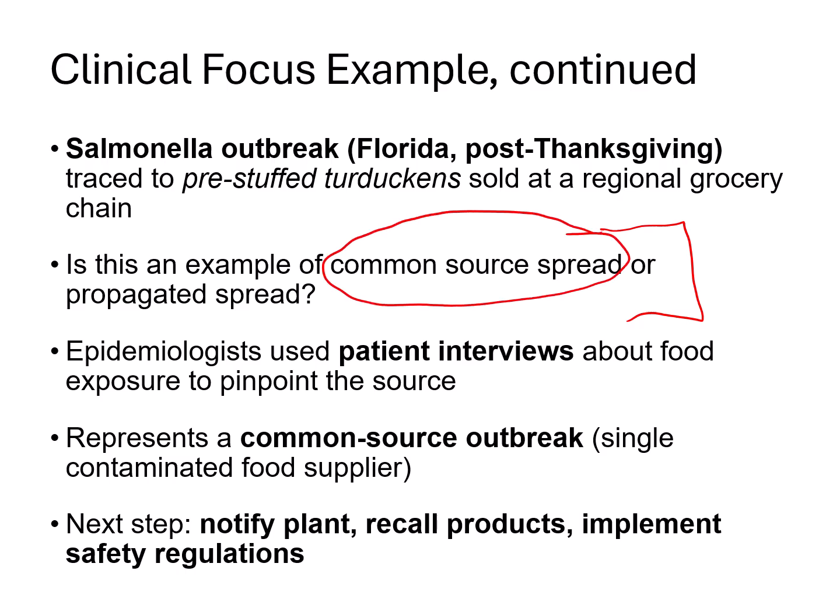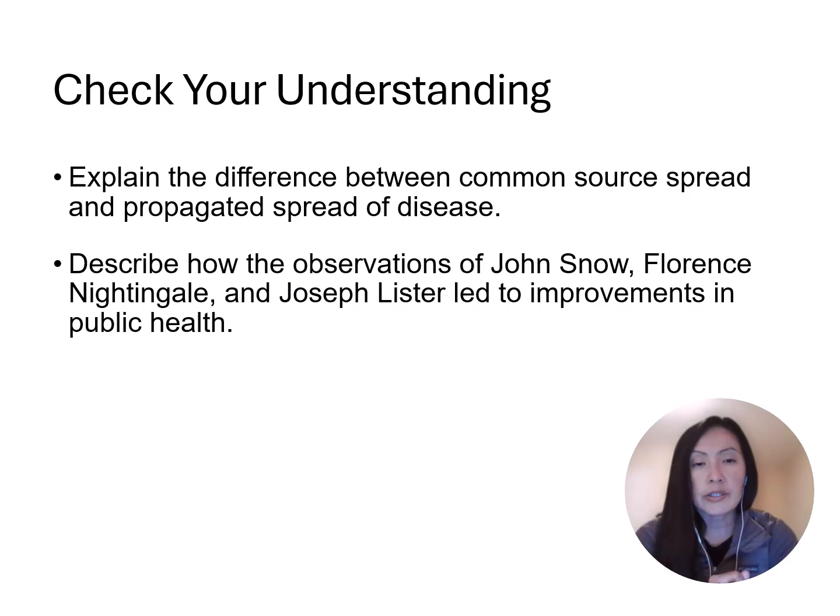So this was a common source outbreak since it was one contaminated production site that infected many customers. It wasn't spread between person to person. And epidemiologists used patient interviews about the food exposure, like what did you eat, to pinpoint that source. Once a source is identified, then the public health officials can recall the products and make sure the contamination source is corrected.